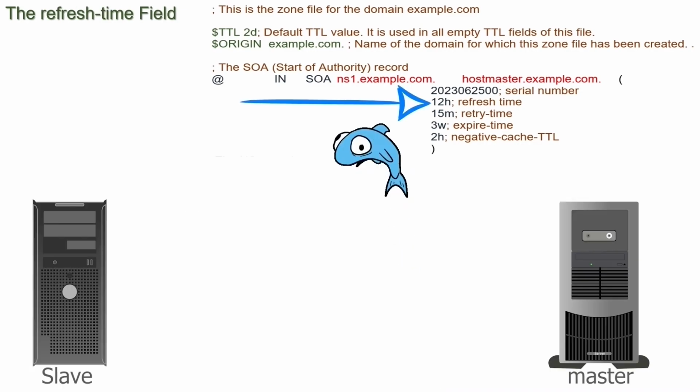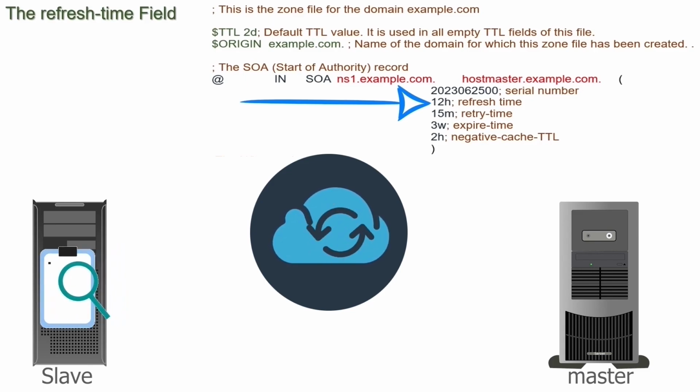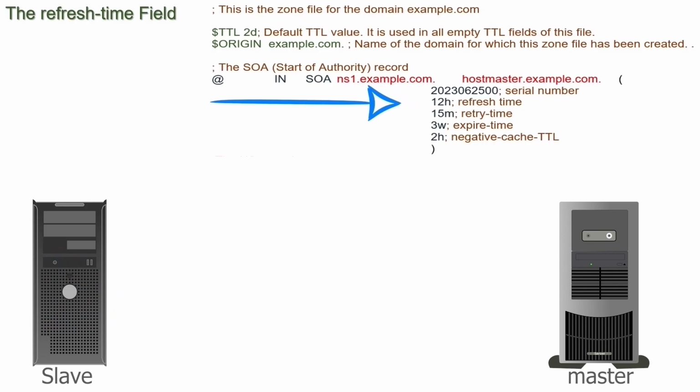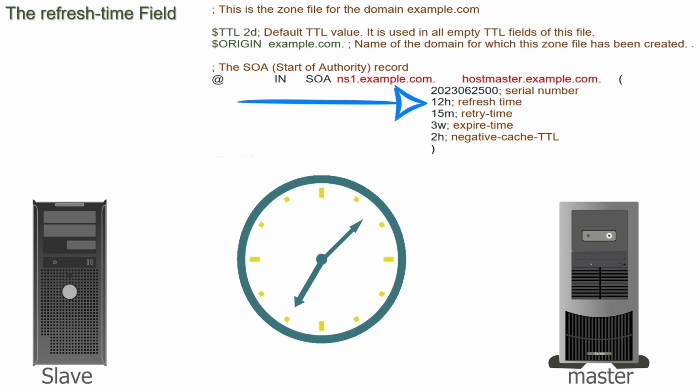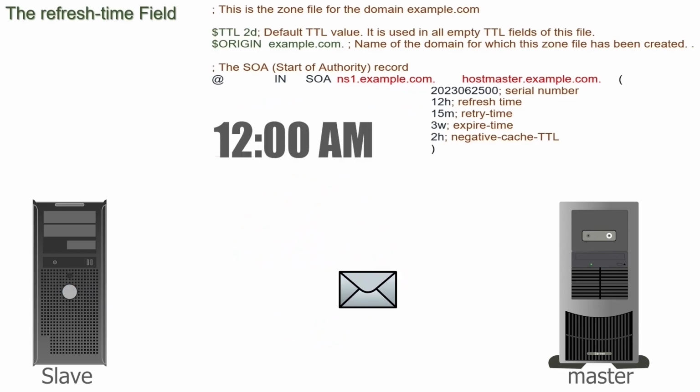The refresh time field sets the refresh time. The slave nameserver uses this time to determine how quickly it should check the master nameserver for an update. In this zone file, this time is set to 12 hours. Because of this, the slave nameserver checks for an update every 12 hours. If it gets an update, it asks for the next update after 12 hours. For example, the slave nameserver tries to reach the master nameserver at 12 a.m. If it connects, it will try again at 12 p.m. But if it fails, it will try again after the retry time.